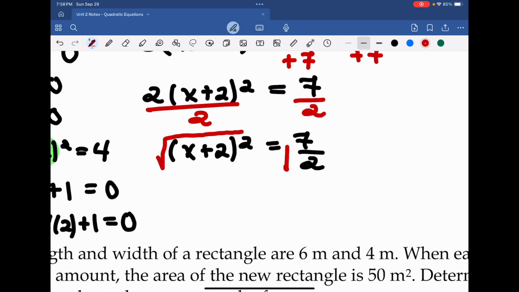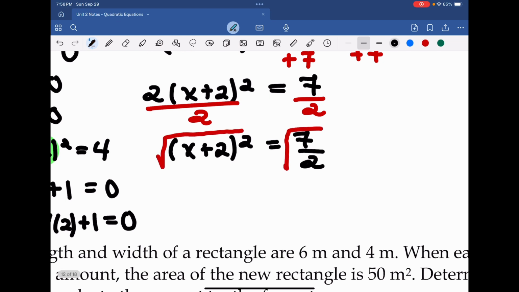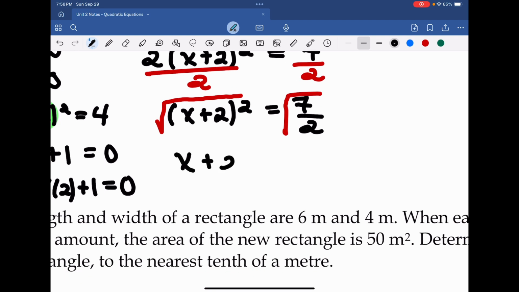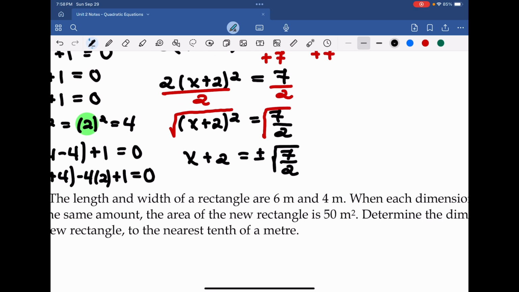So once we have no coefficients and no lingering terms, we can square root both sides. This gives me x + 2 is equal to plus or minus the square root of 7 over 2. Again, 7 and 2 are both prime numbers, so I can't square root either one of these. I can't simplify it any more than that. Now I want to type these into my calculator, but first let's make sure we separate them into the solutions so that we can enter them properly.